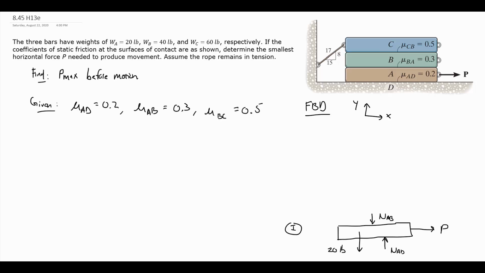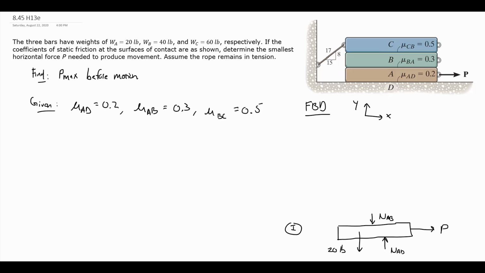But here we have to think about what direction it should point. On a body, the friction force is always going to point in opposition to either the motion or, in this case, the impending motion. Which way, in the absence of friction, would this bar want to slide?